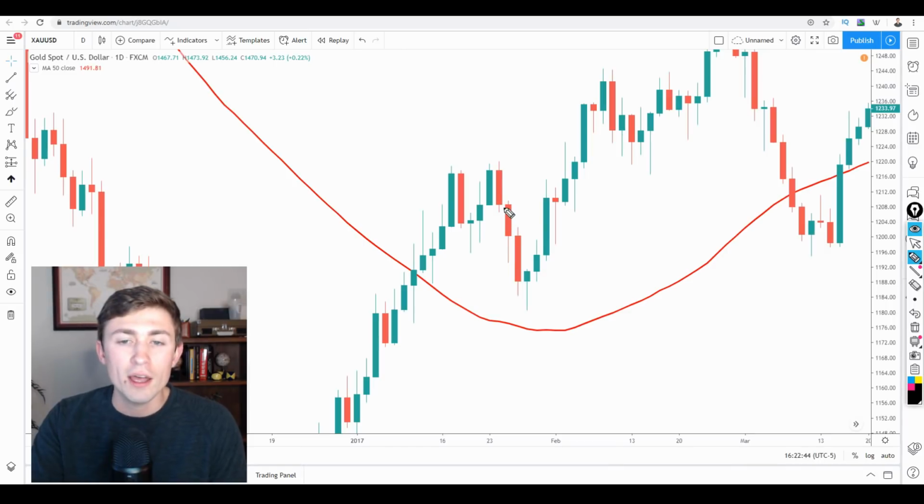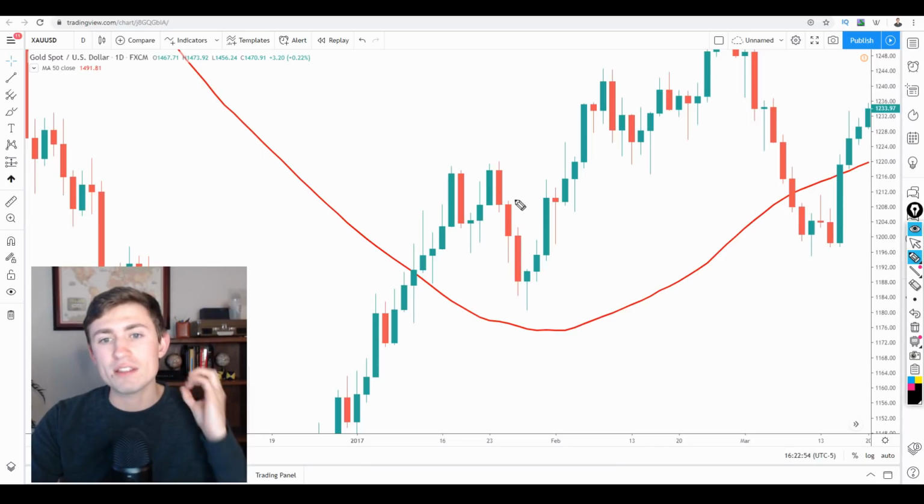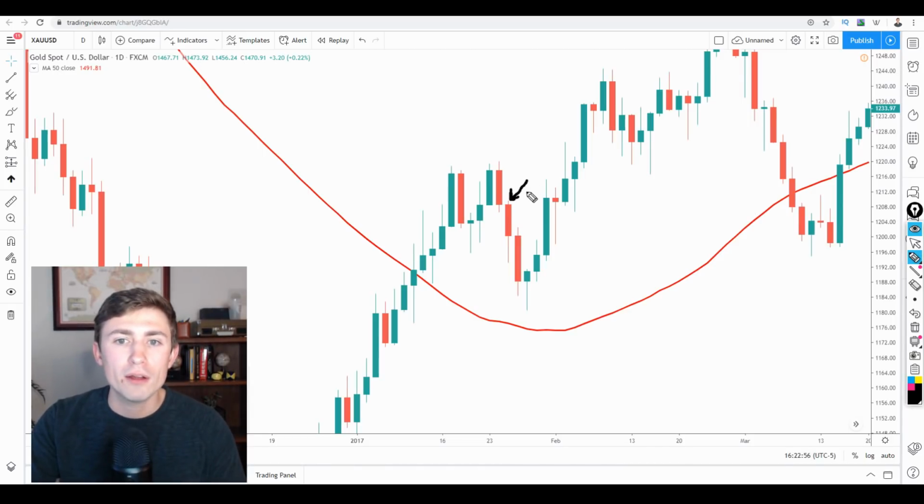But take a look here. Now we're not getting fancy, right? We're not looking for an exact identical symmetric pattern. We're keeping this very simple. It doesn't have to be perfect cookie cutter. The idea here is that we simply have 1 red bar, 2 red bars, and then 2 green bars.